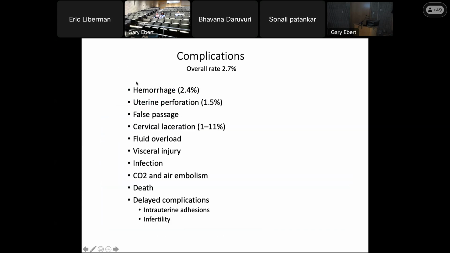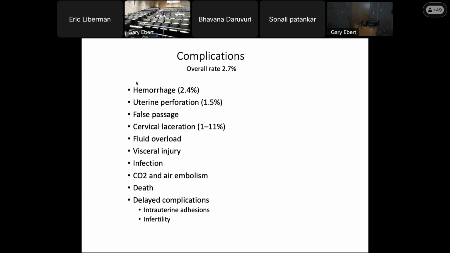So just to go over complications, because obviously you need to know about that for any procedure you're doing. So hemorrhage, uterine perforation, false passages can be created. This is when you're dilating and you meet resistance and you think you're actually dilating the endocervical canal, but you actually create a false passage. You have to be careful of that.